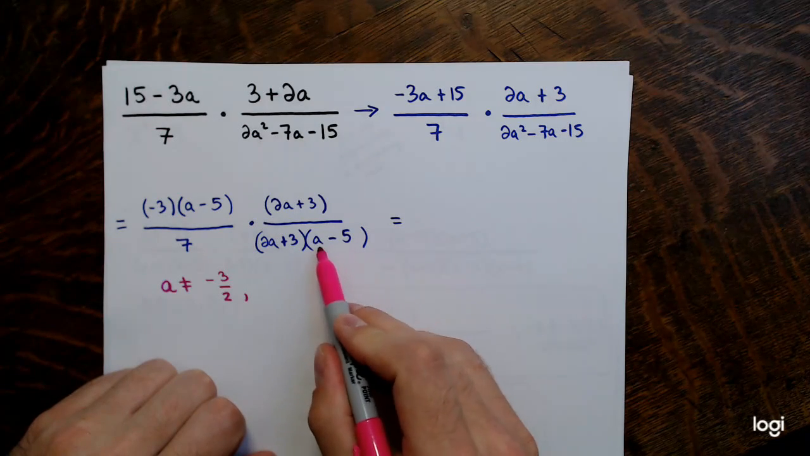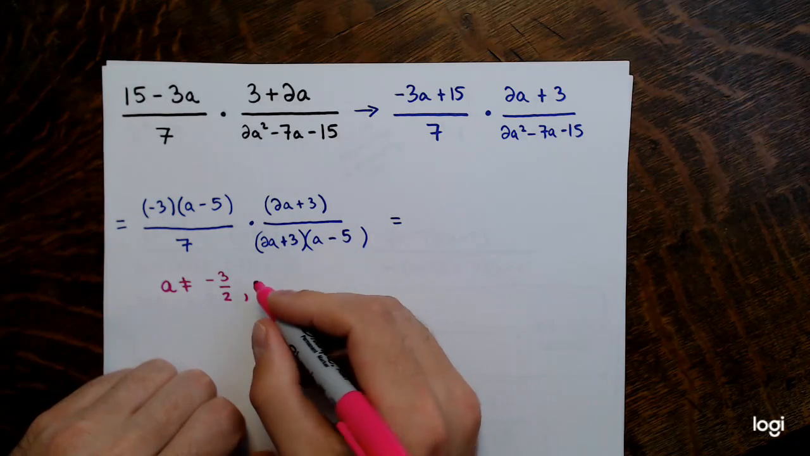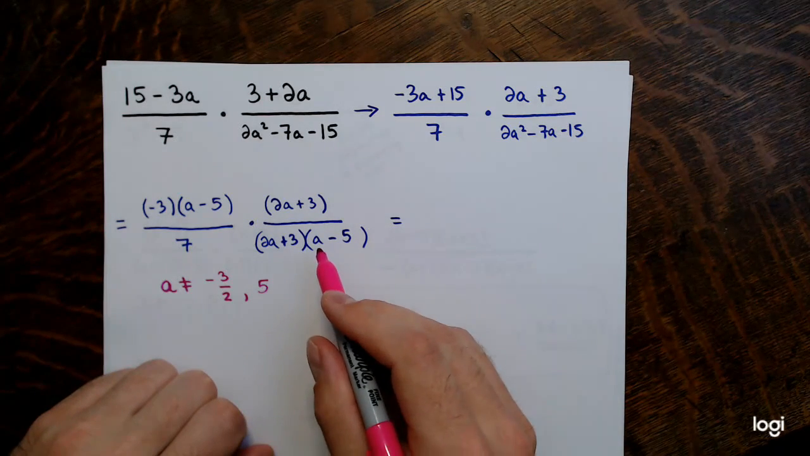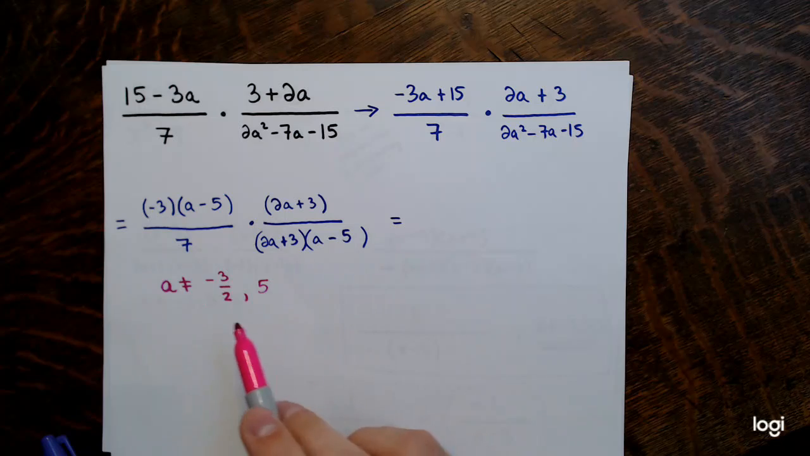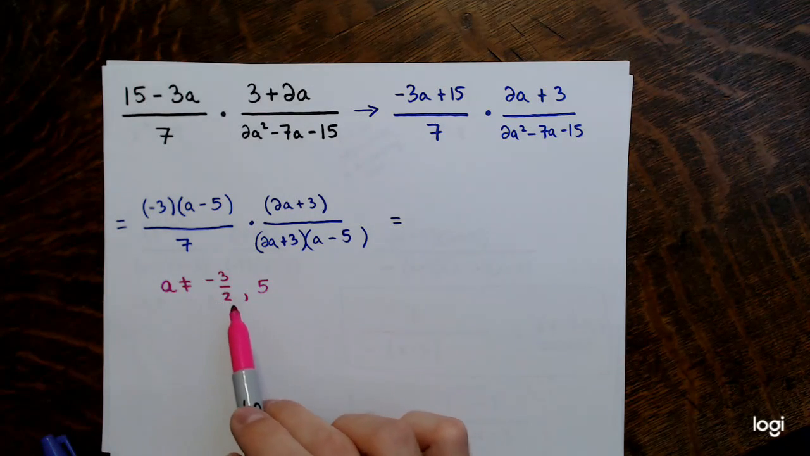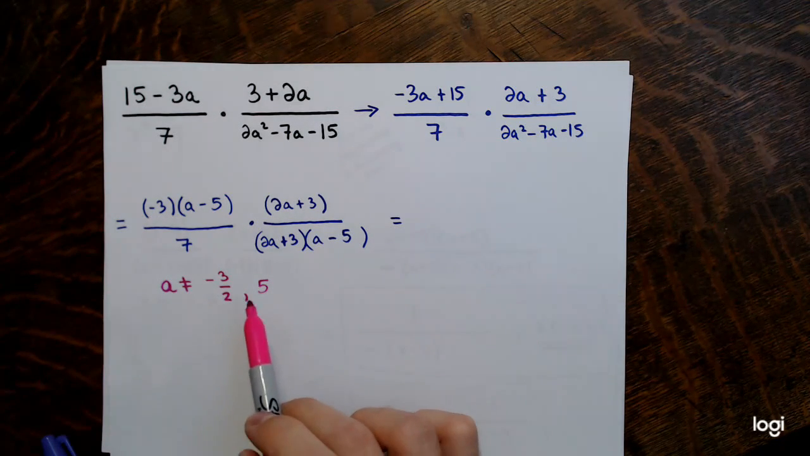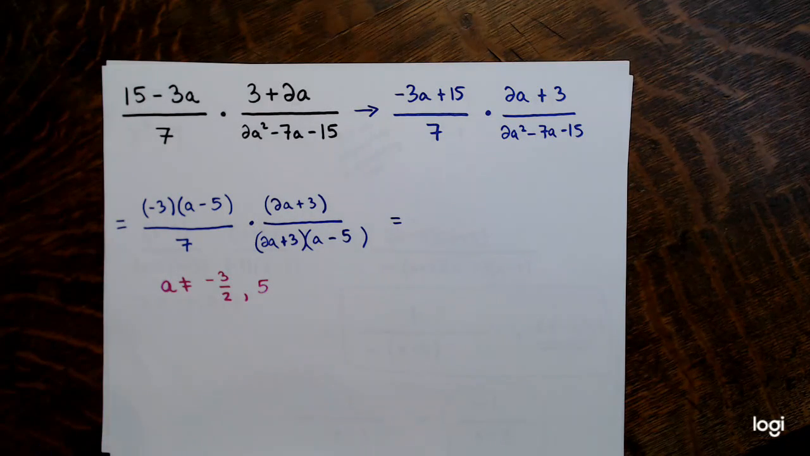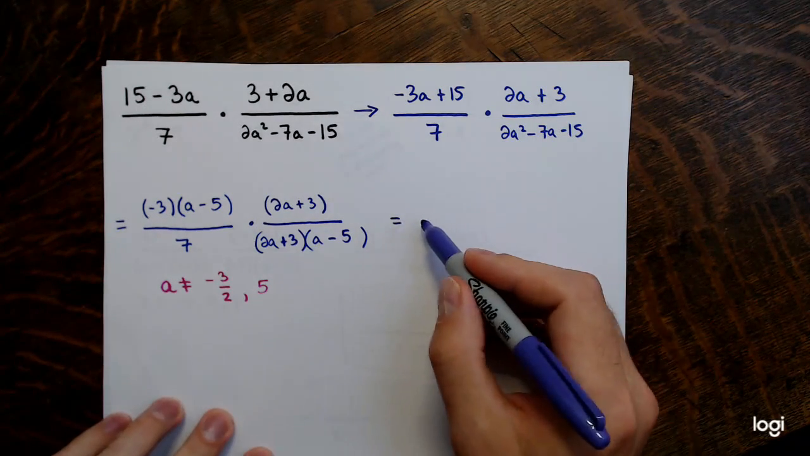Also, this other factor of a minus 5 can't be 0. So a cannot be positive 5, right? If I were to plug in 5 for a, it'd be divided by 0. So just make sure that you know what you can't use. I can plug in anything else I want for a, just not these two. All right, so knowing that now, let's do the multiplication.